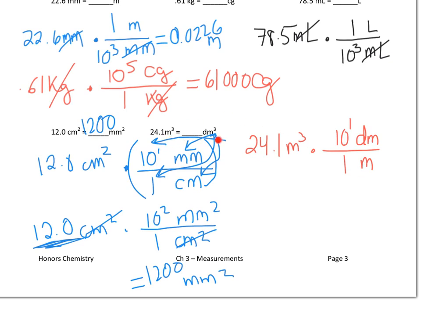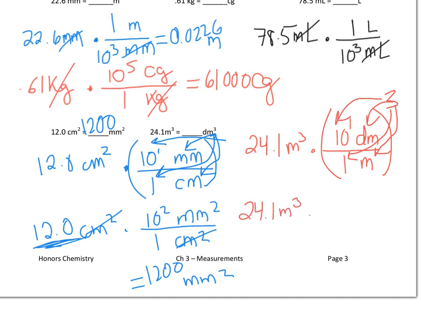But I want meter cubed to decimeter cubed. So then I cube that whole thing. So that cube distributes to everything in my parentheses. So let me rewrite it, 24.1 meters cubed. Okay, 10 to the first cubed is basically 10 to the third. That would be decimeter cubed. 1 cubed is 1, and then meter cubed. So my meter cubed and meter cubed cancel. I end up with decimeter cubed. And so it's 24.1 times 1,000. So 24,100.